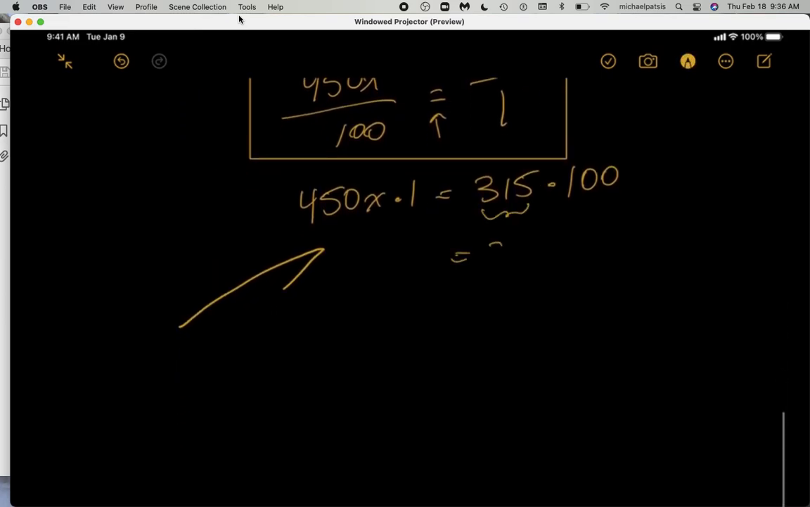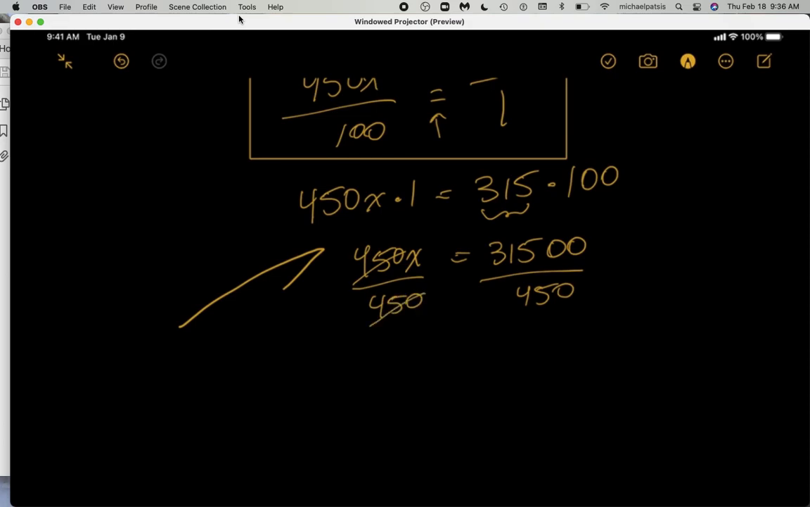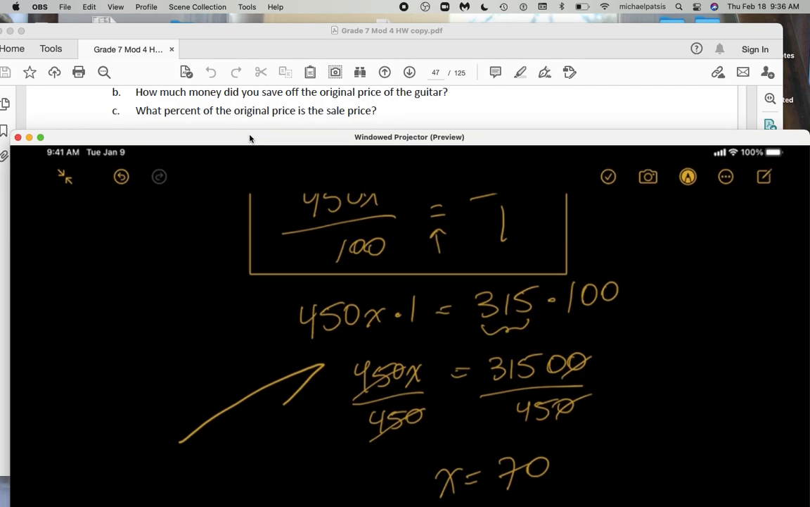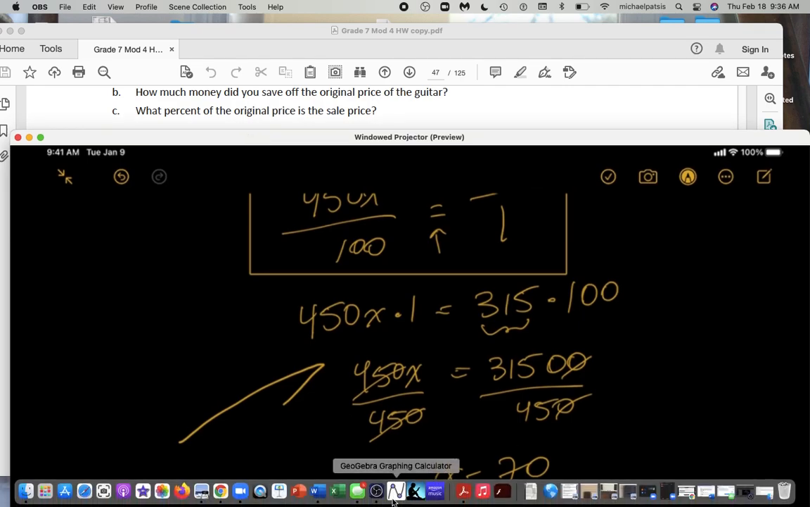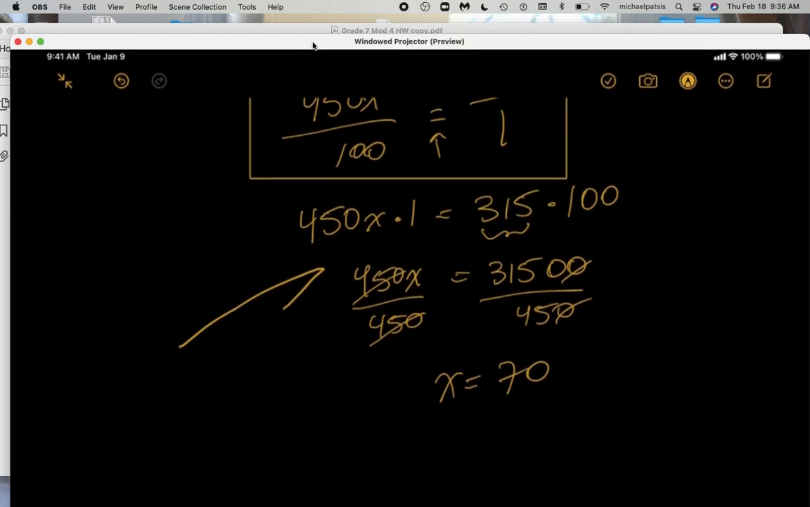We know this number is going to get bigger. How much bigger? 2 zeros. Cross off some of these zeros to make our math easier. And when you do the math, you get x equals 70. Therefore, when they ask you what percent of the original is the sale price, the answer is 70%. There's your answer.